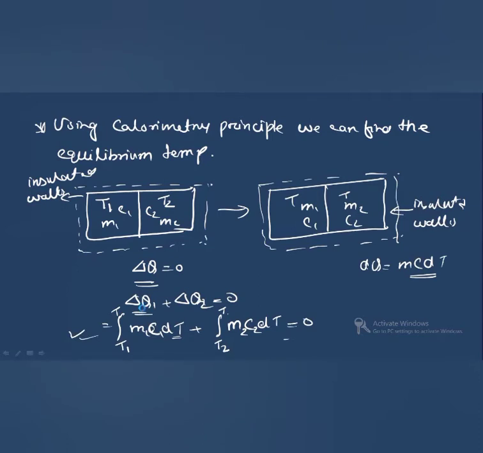Now there will be three cases here. Let's see case 1 first. Case 1 is that if C1 and C2, the specific heats, are independent of temperature, then what can we write?